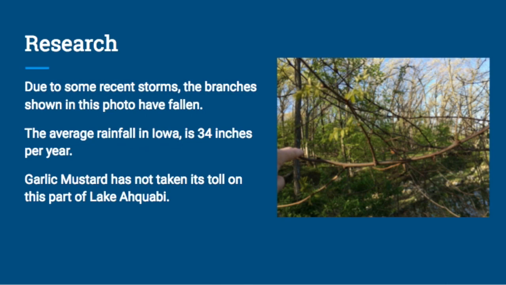The health of the forest overall in this picture is pretty fair, and the next thing is the average rainfall in Iowa, which is about 34 inches per year, and in this area garlic mustard is not really taking its toll on this part, so it's not really affecting any part of it.